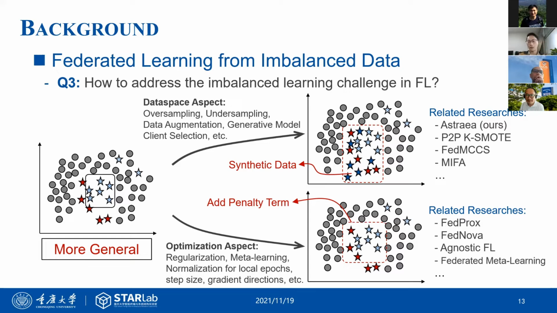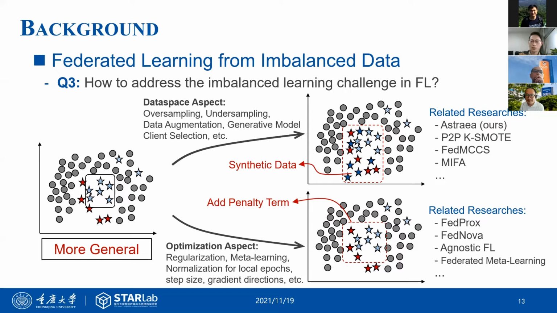The between-class imbalance will be mitigated if we generate the appropriate amount of synthetic minority samples. Even though this is a very superficial way, the implementation cost of the data space methods is cheap. For instance, in the P2P case, each client generates minority samples using a smart algorithm and shares this synthetic data with each other.